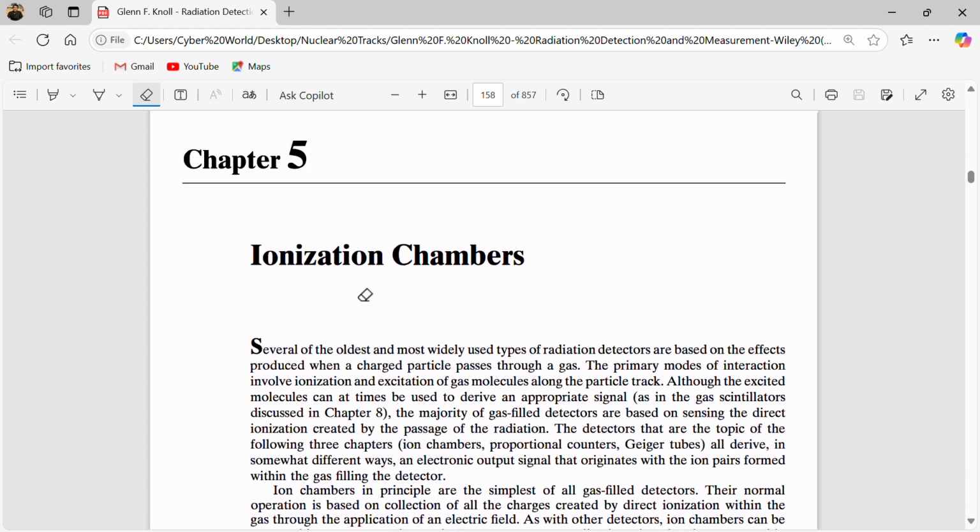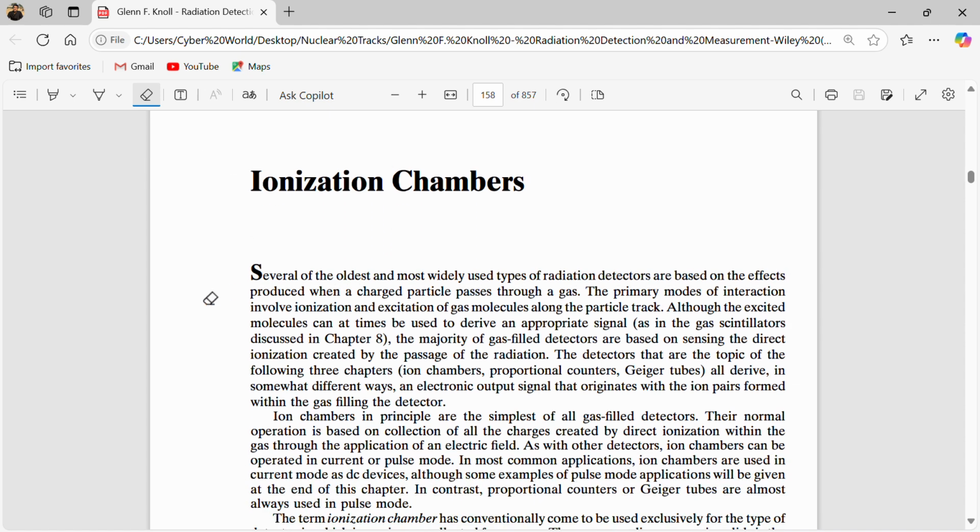Ionization chambers basically consist of a chamber having gas inside. This chamber is penetrated by particles, and once the charged particles come into that chamber, they ionize the particles of that gas. The gas which is ionized after the charged particles interact with the chamber containing gas is known as the ionization chamber. Okay, so let's start with this chapter.